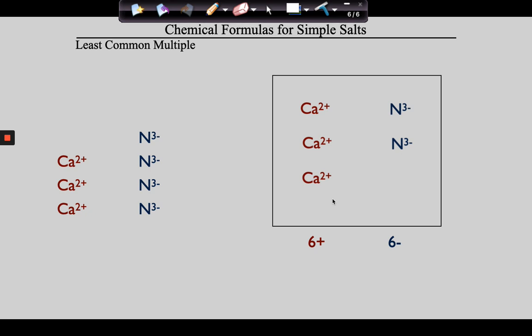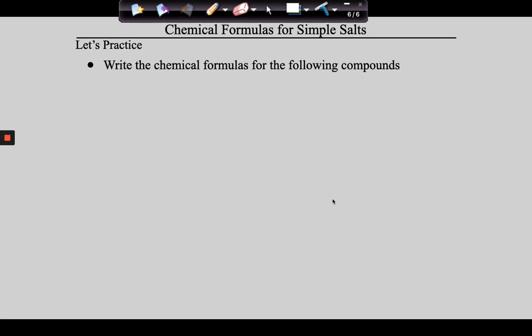So guys, where then do these numbers go? Well, we've got 3 calciums and 2 nitrogens, and that leads us to the formula Ca3N2. Do you see how that goes? Okay, so now let's try another one. Guys, the next one that we're going to do is potassium sulfide.